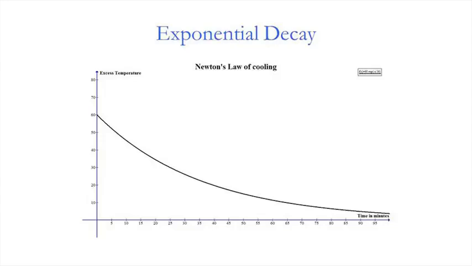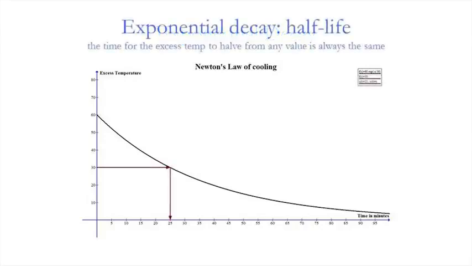And these exponential curves have a very interesting property, and that's that the time for the excess temperature to halve from any value is always the same. So if you ask how long does it take the excess temperature starting at 60 to reduce to 30, to half, we can do that from the graph I've drawn. The expressions are up there. 60 dropping down to 30. How long does that take? That takes 25 minutes. That's why I've chosen the numbers the way I have there, so that I end up with a nice whole number, 25.